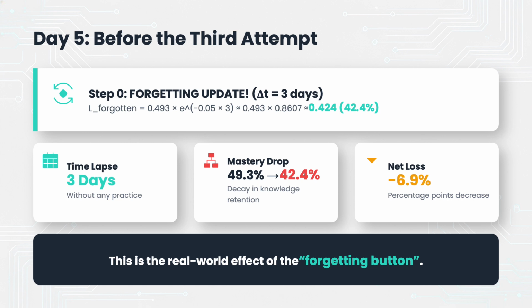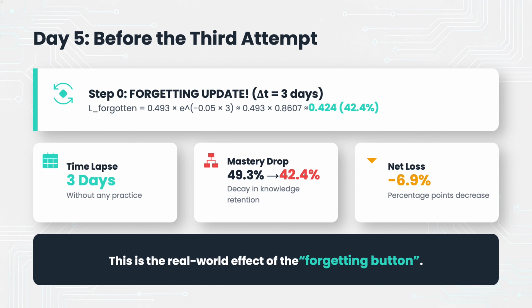Let's jump to day 5. Xiaoming hasn't practiced for 3 days. Just before he attempts his third question, we apply the forgetting update again. This time, 3 days have passed. Using the formula, his mastery of 49.3% from day 2 decays to approximately 42.4%.